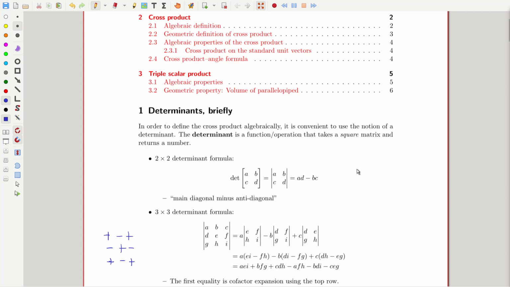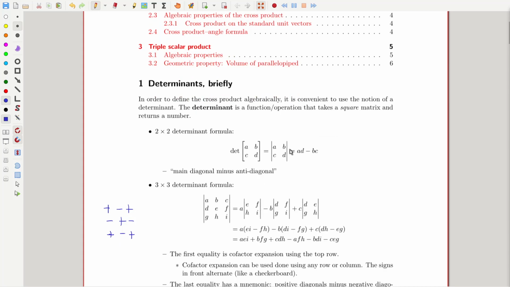So, first of all, what is the determinant? You can think of it as a function, or as an operation that you apply to square matrices, and the operation ends up returning a number. For 2 by 2 matrices, the determinant of a 2 by 2 matrix A, B, C, D is the value AD minus BC. You can remember this as the main diagonal minus the anti-diagonal. These two entries would be the main diagonal, and these two would be the anti-diagonal.